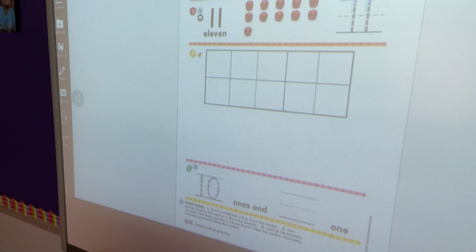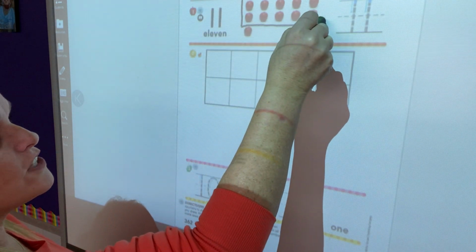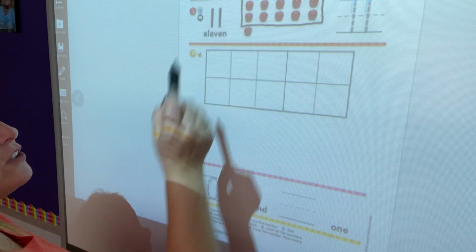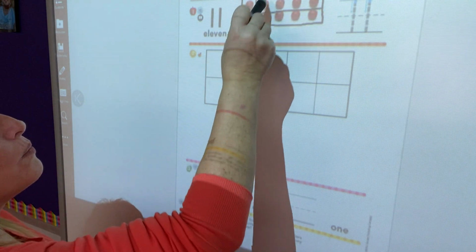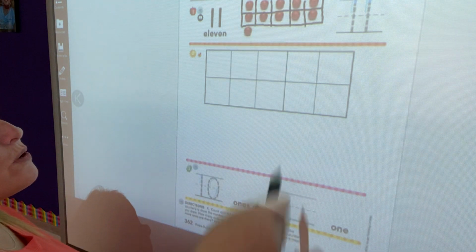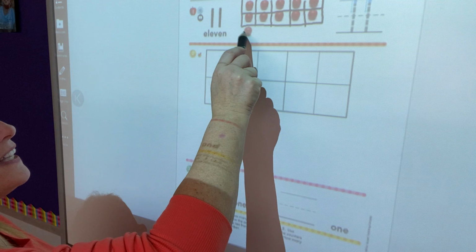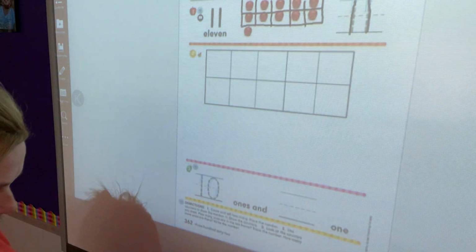So what they've done is they've drawn 11 apples. And boys and girls, if you can envision it, what does that look like? If I drew all the lines to go in here, what would that turn out to be? A 10 frame. So they have 10, 11 apples. Go ahead and trace that 11 there, okay?